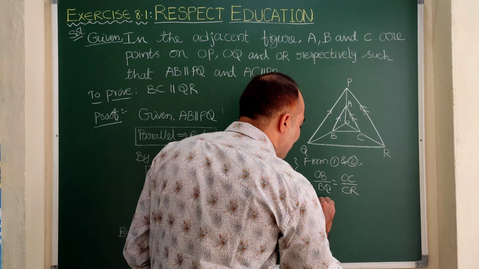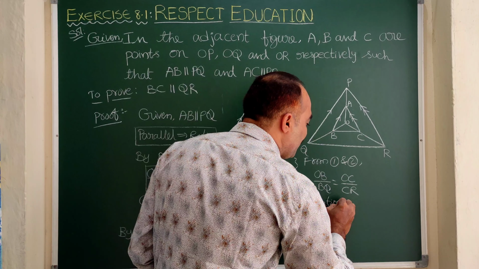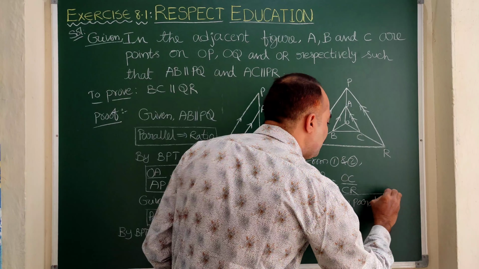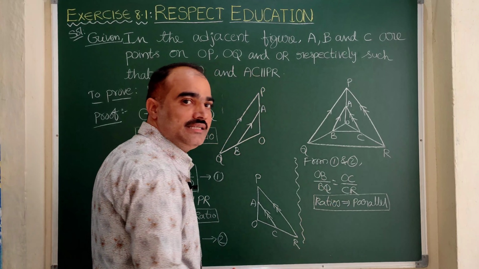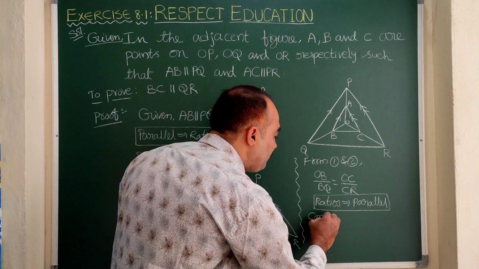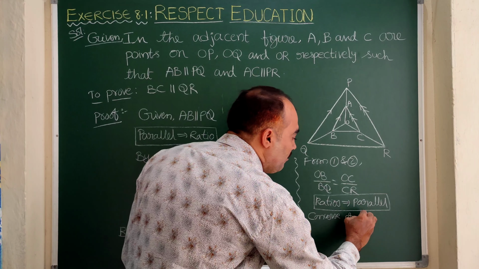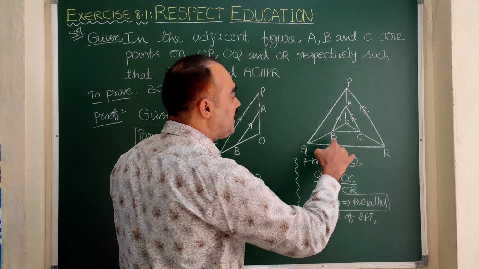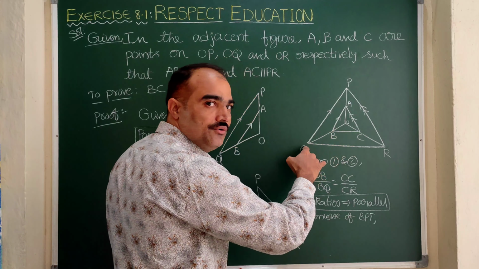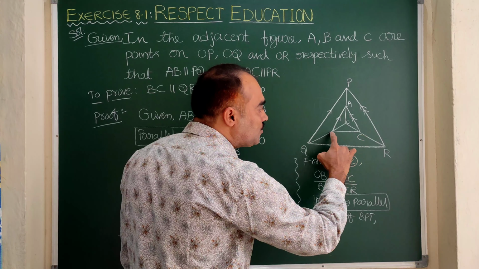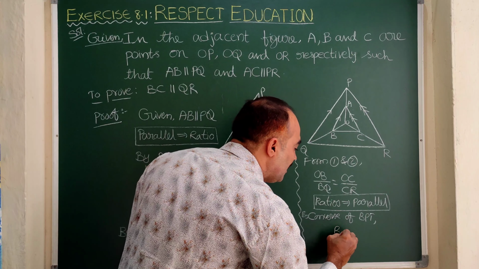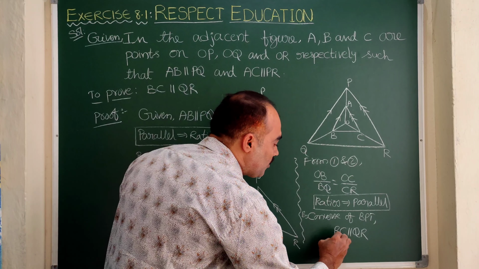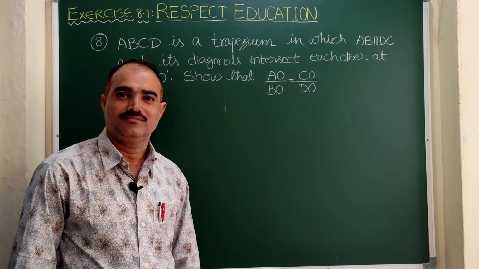So here when ratios are equal, we know that lines are parallel. This is the converse of BPT. So we can write by converse of BPT, if these are the ratios, OB by BQ equal to OC by CR, so clearly BC is parallel to QR. So with this the problem is completed.